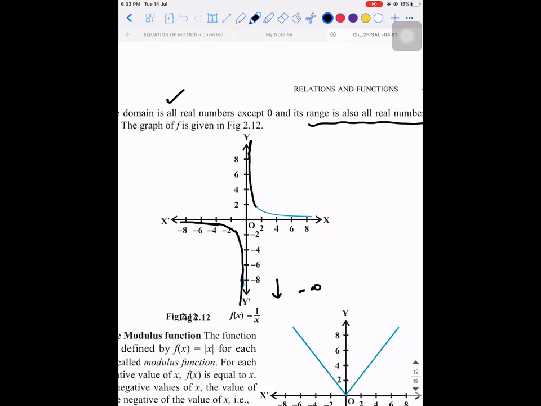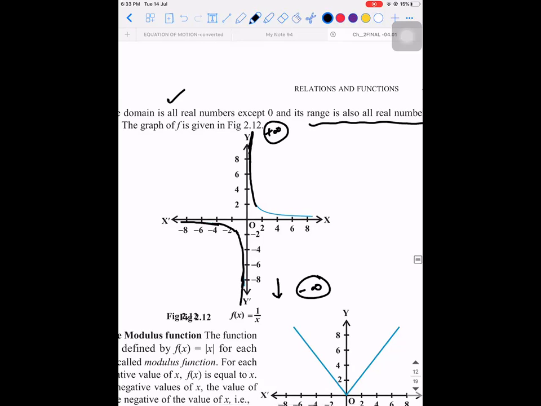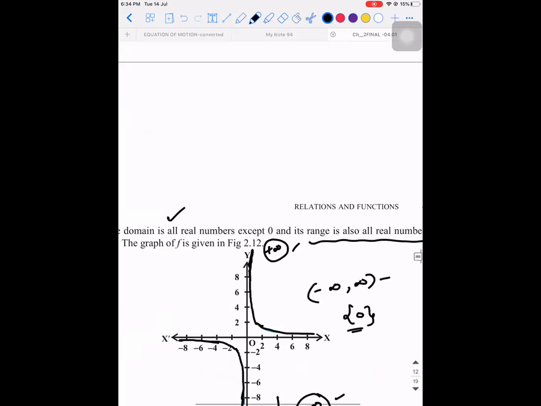In the direction of y, it is going in which direction? It is going till plus infinity, right? It is going till minus infinity. It is going till plus infinity. But what is the value that is missing in the graph? Is this graph cutting the y-axis at any point? No, sir, it's not cutting. So, minus infinity to infinity along the y direction, you get anything, except 0.